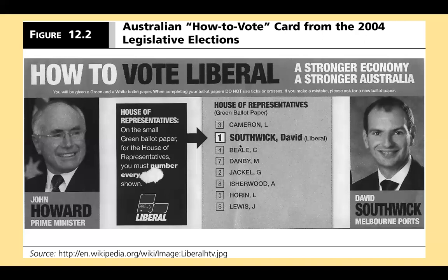But first and foremost, they tell the voter that the Liberal Party candidate should be ranked first. And after that, there should be a specific sequence of rankings that the voter writes down on the ballot. This is for the House of Representatives, and this gives you a good sense of what a ranked choice ballot would look like and how it might be different than, say, a single non-transferable vote.